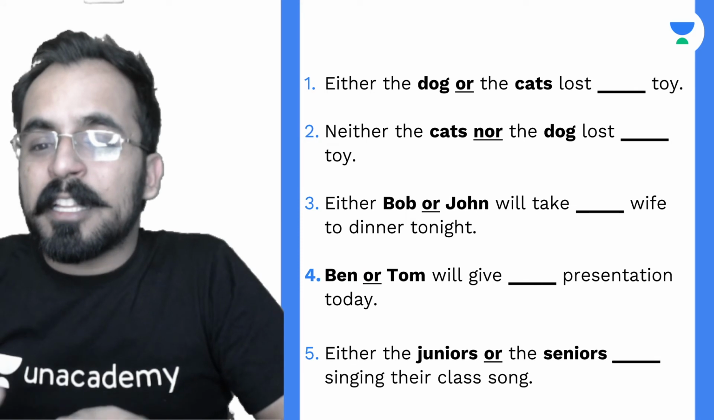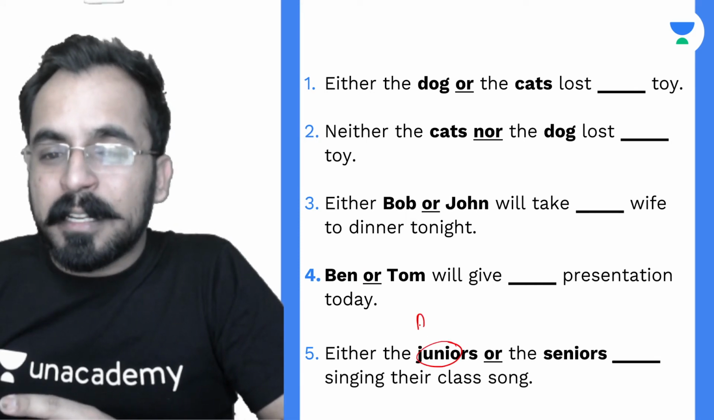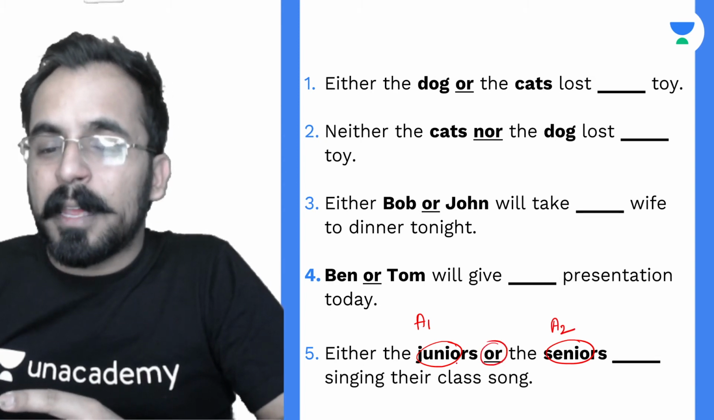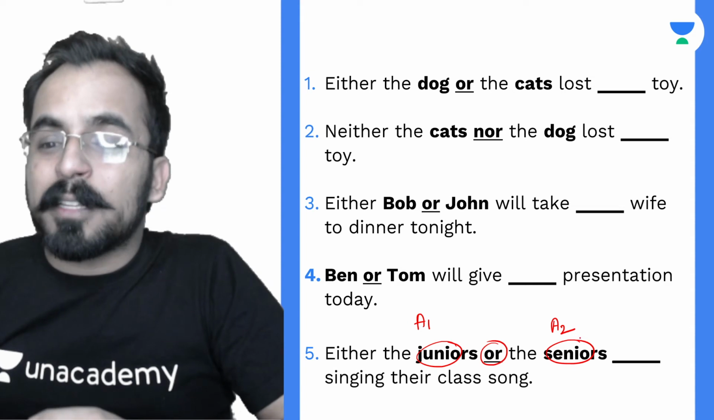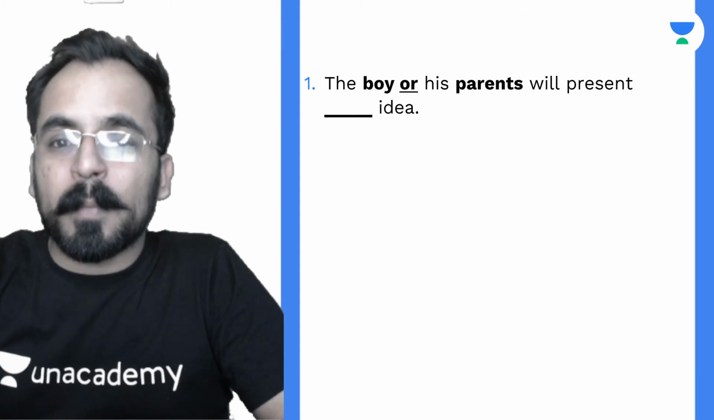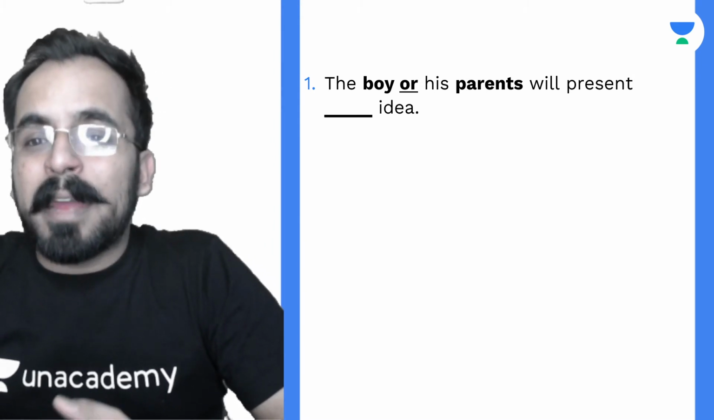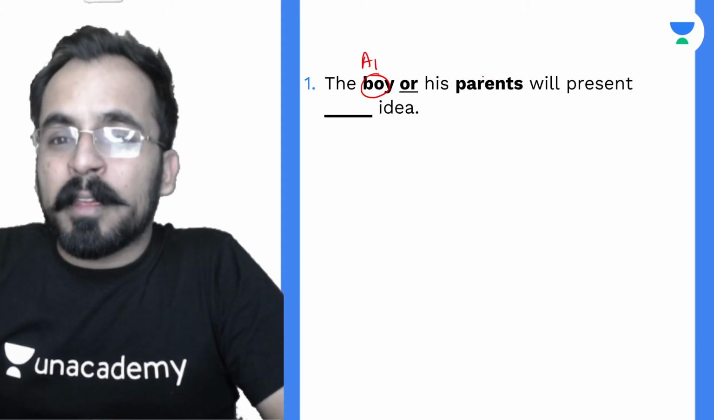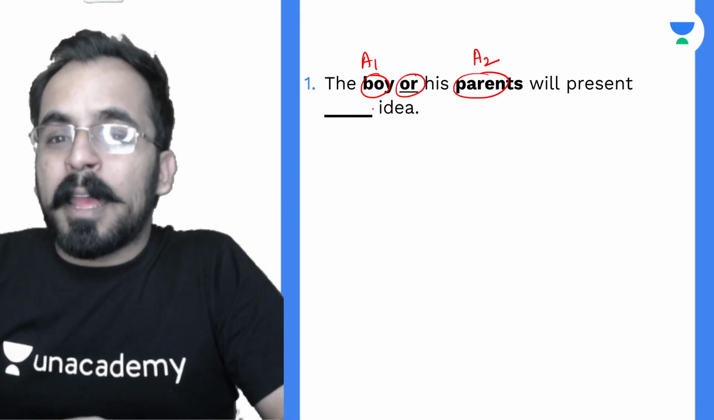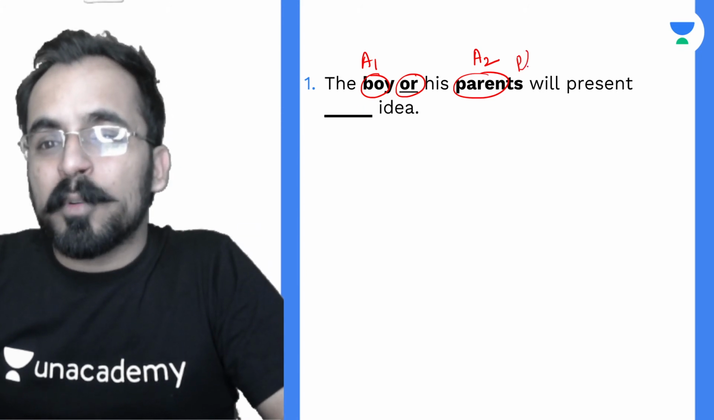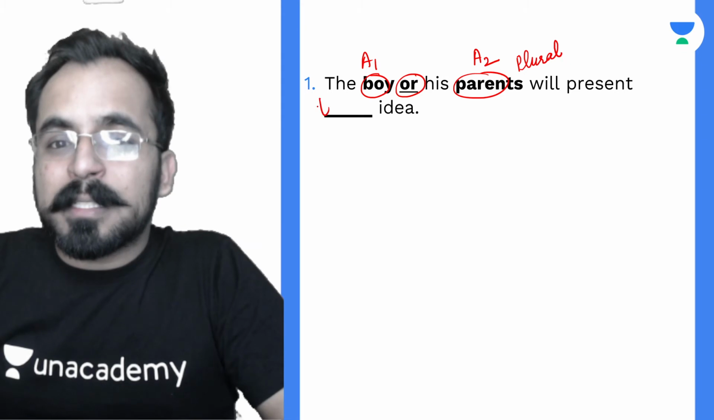Fifth one: either the juniors, now this antecedent is plural, and the second antecedent is also plural, joined together by "or." Either the juniors or the seniors are singing their class song. The boy or his parents will present dash idea. Now first antecedent is singular, boy. Second antecedent is plural, parents, joined together by "or." My pronoun has to agree with the nearest antecedent, which is parents, and this is plural. Will present their idea.